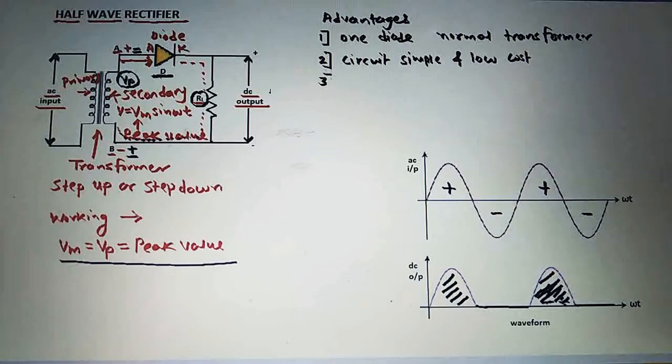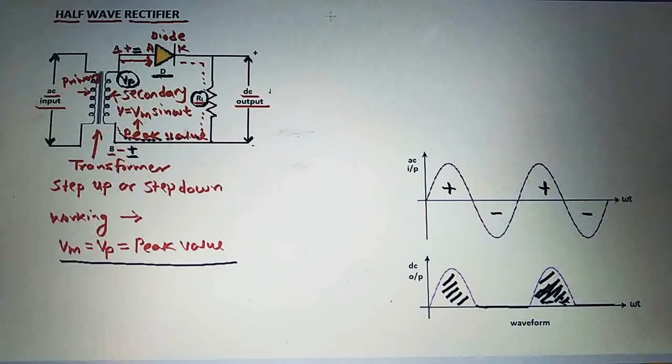The third advantage of half wave rectifier is the peak inverse voltage. The peak inverse voltage is only Vp, that is the maximum or peak value of voltage across the secondary winding of a transformer. So these are the advantages of half wave rectifier. Next we will see the disadvantages of half wave rectifier.